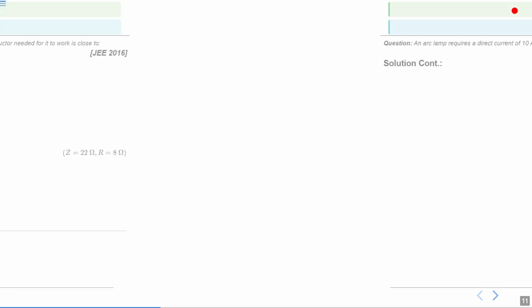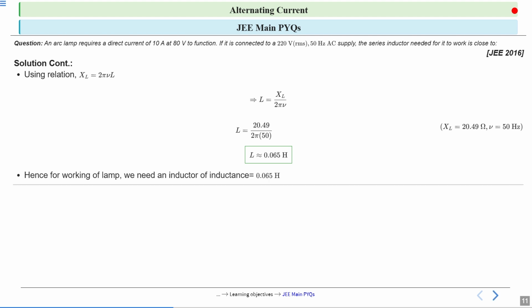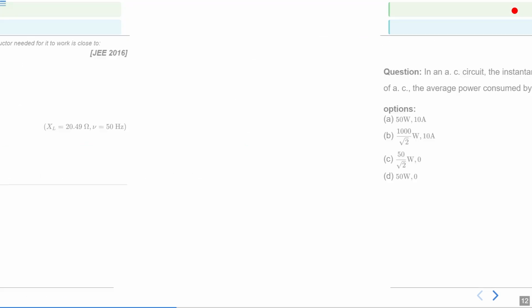Now we will find the L from here. We know that using the relation X_L equal to 2 pi nu L, L is equal to X_L upon 2 pi nu. So L is equal to 20.49 upon 2 pi times, what is nu given in the question? 50 hertz. So L will be approximately equal to 0.065, or it is close to 0.065 Henry. Hence for working of the lamp, we need an inductor of inductance 0.065 Henry.